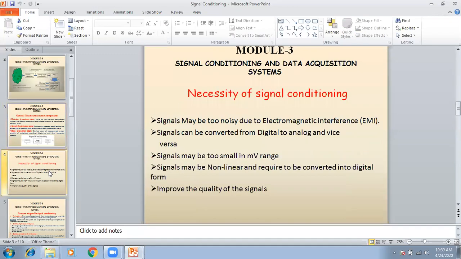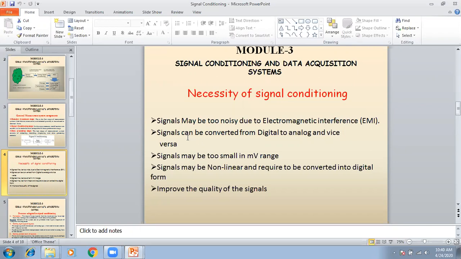So after this, what is the necessity of the signal conditioning? If I discuss here, you know that sometimes the signal you are getting is too noisy due to electromagnetic interference. These noises we can minimize with the help of some filters. So I can reduce or eliminate the noise with the help of filters, right?